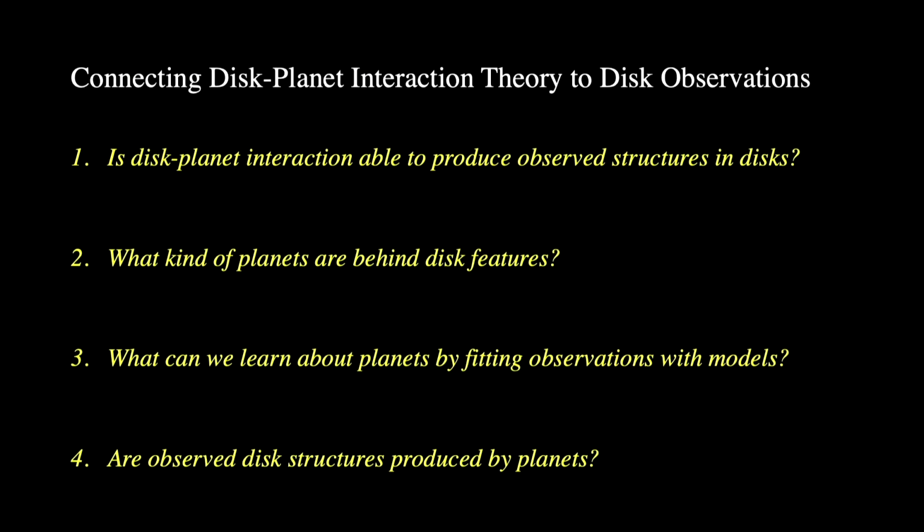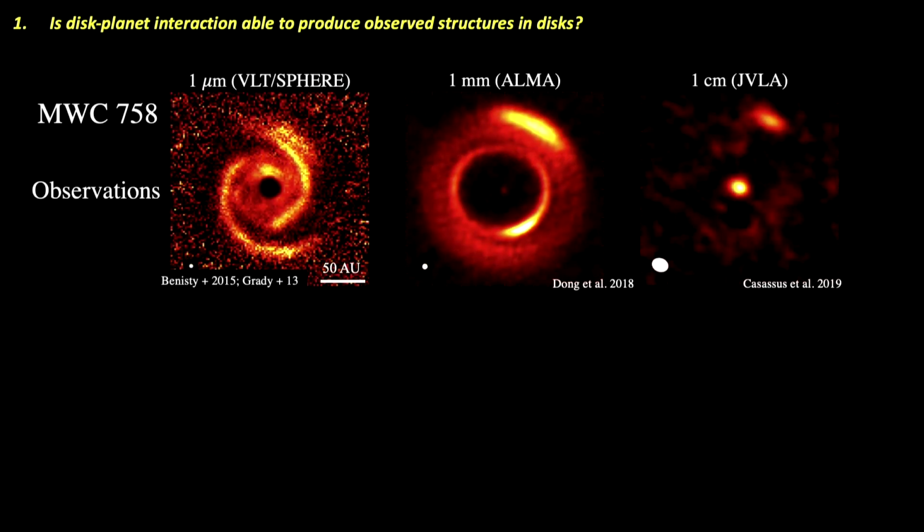All right, so this part was briefly discussed in Zhao Huan's talk on Wednesday, so here let's take a more detailed look. I'll try to address 4 questions in terms of connecting theory with observations. First, is this planet interaction capable of producing observed structures? If so, what kind of planets are behind structures? What can we learn about these planets from disk observation, and are observed structures really produced by planets? So first question, is this planet interaction able to produce structures?